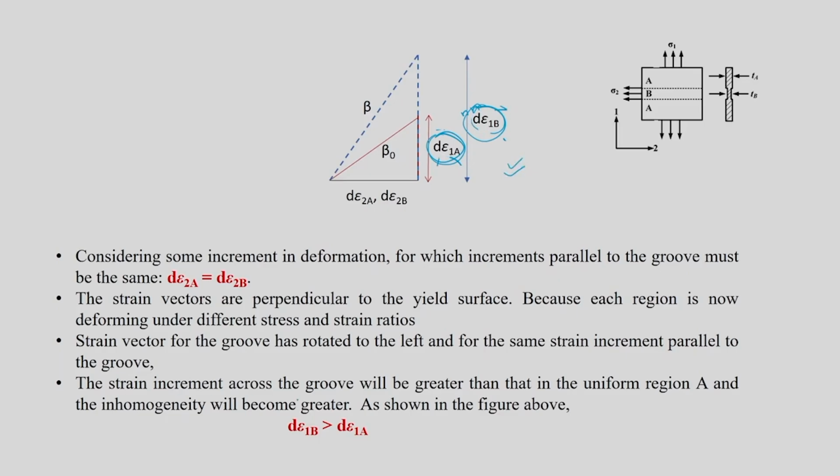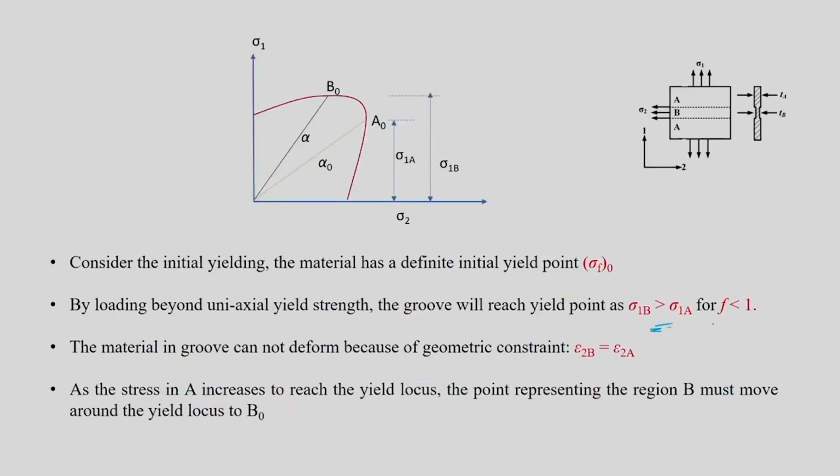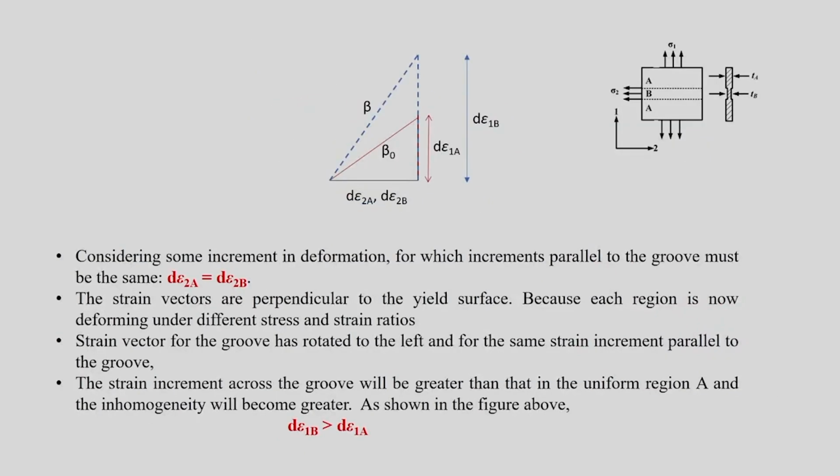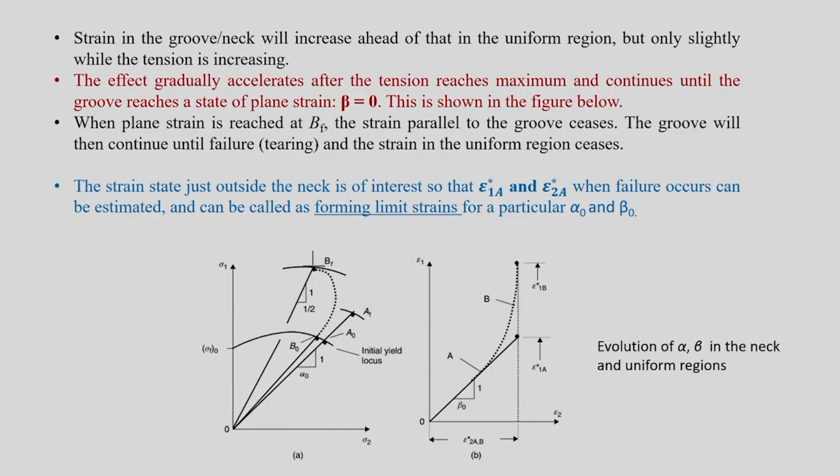So, the strain increments across the groove will be greater than those in the uniform region, and inhomogeneity will become greater. So, F will also change during the course of deformation. As shown in the figure above, you will see that d epsilon 1b is greater than d epsilon 1a. This can be directly interpreted from the relationship that sigma 1b is greater than sigma 1a, and that can be represented with this diagram.